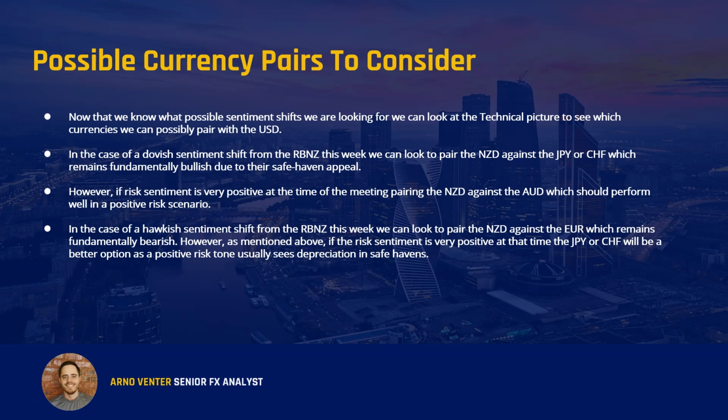Now, in the case of a hawkish sentiment shift from the RBNZ this week, we can look to pair the Kiwi dollar against the euro, which remains fundamentally bearish. However, as we mentioned above, if the risk sentiment is very positive at the time, the yen and the Swiss will most likely be better options to pair with the Kiwi dollar, as a positive risk tone usually sees depreciation in the safe havens like your yen and your Swiss. So those can also be possible currencies that we can pair with the Kiwi dollar if we see a hawkish sentiment shift.